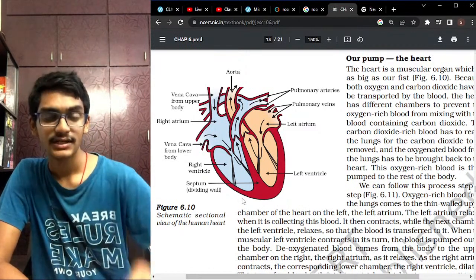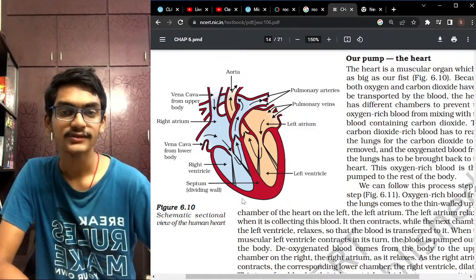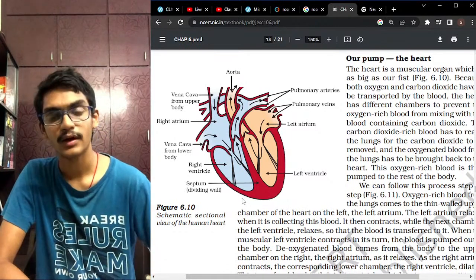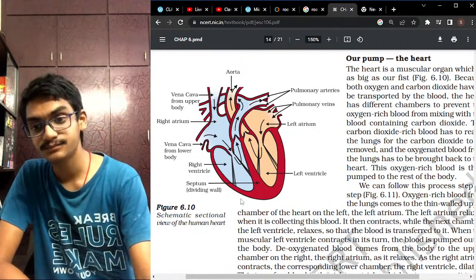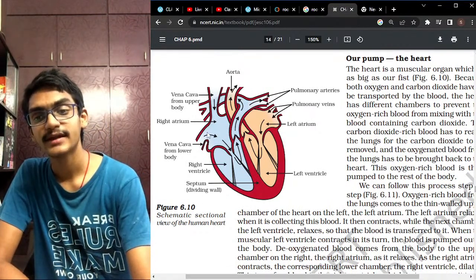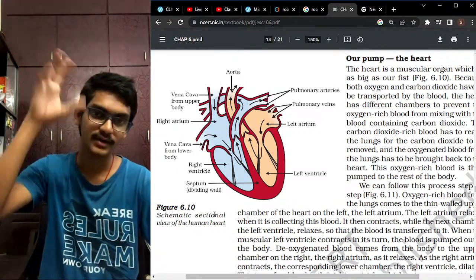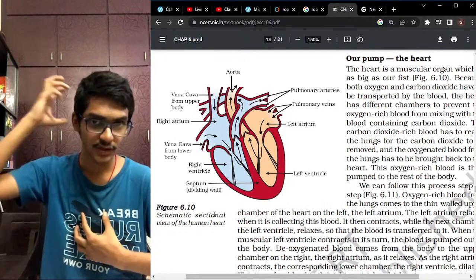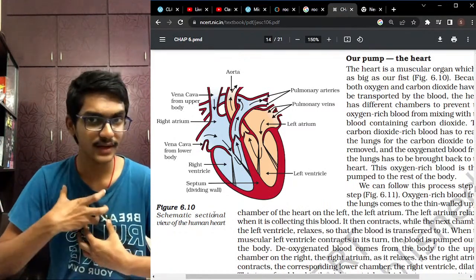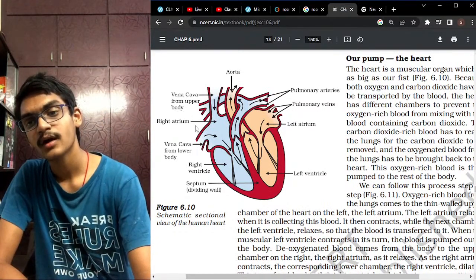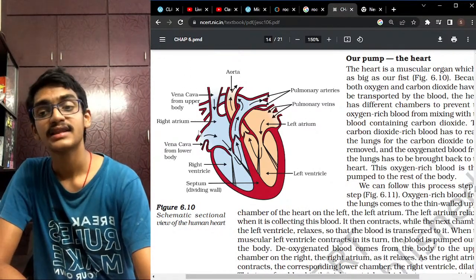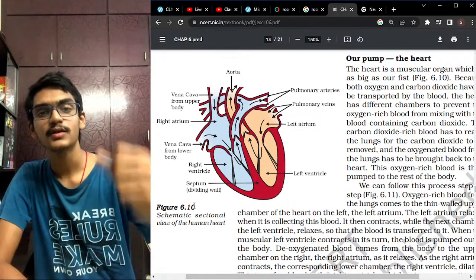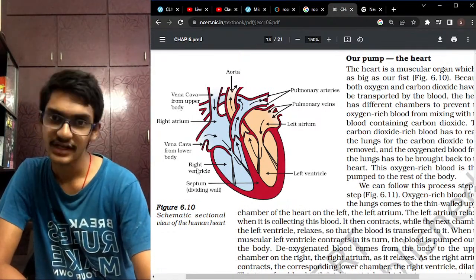Now the veins. The veins are the ones which carry blood from different parts of the body to the heart, and they carry the deoxygenated or impure blood. The heart is situated here. From the top the blood will come, and from the bottom the blood will come. The impure blood which comes from the top will enter through the superior vena cava, and the blood from the lower parts of the body will enter through the inferior vena cava.